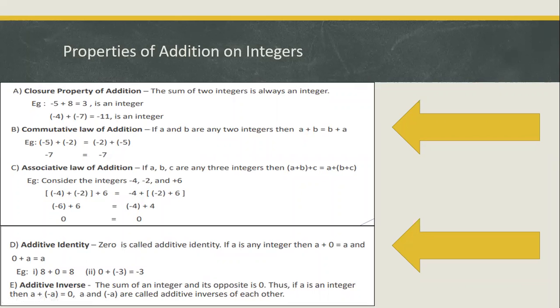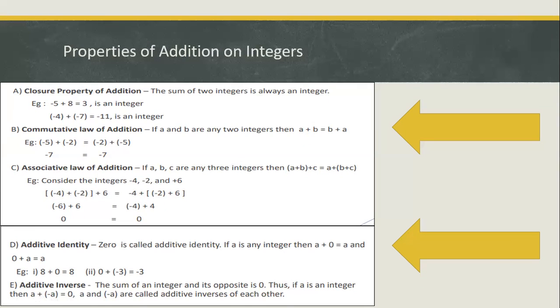If a, b, c are any three integers, then (a + b) + c = a + (b + c). Example, consider the integers -4, -2 and +6. (-4 + -2) + 6 = -4 + (-2 + 6). -6 + 6 = -4 + 4. 0 = 0. Additive identity. 0 is called additive identity.